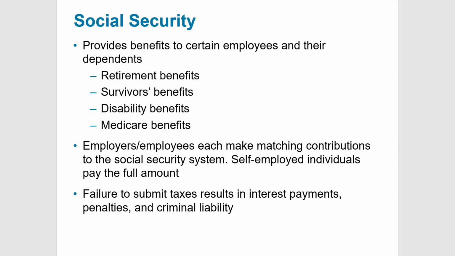Medicare is 1.45%. Again, 1.45% paid by the employee, 1.45% paid by the employer, and all this money goes into the system to help fund Social Security payments for retirees and for disabled people and for people who are on Medicare, which is the retiree healthcare benefit run by the government.